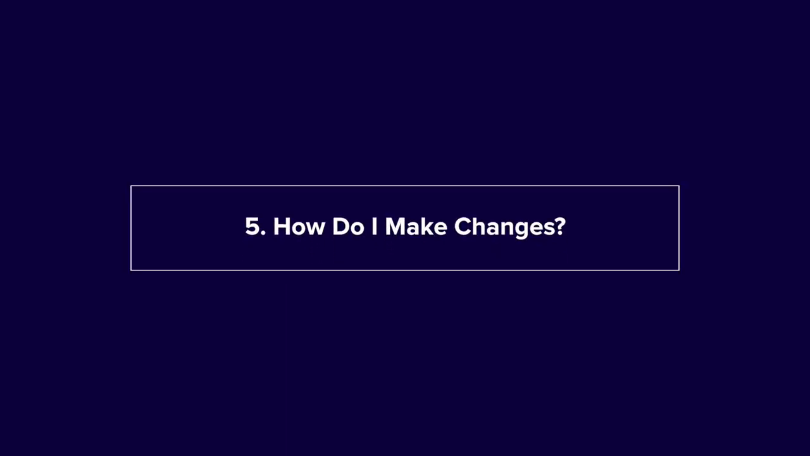And the 5th question is, how do I make changes to my website once it's live? So now that your website's live, you may be using a page builder such as Elementor or Beaver Builder to create the pages, and it's super easy to make those changes, which is great. So you can go in, make the changes, press save, publish them, and they're live.